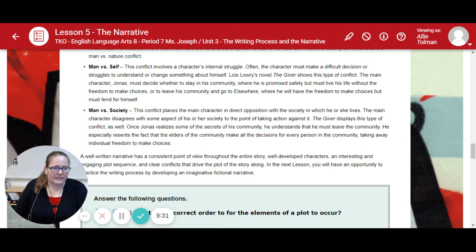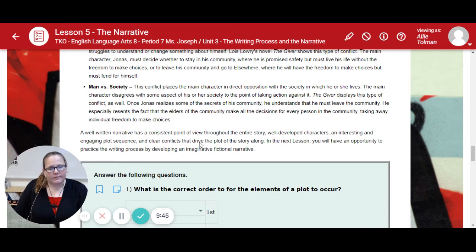Once Jonas realizes some of the secrets of his community, he understands he must leave the community. He especially resents the fact that the elders of the community make all the decisions for every person in the community, taking away the individual freedom to make choices.